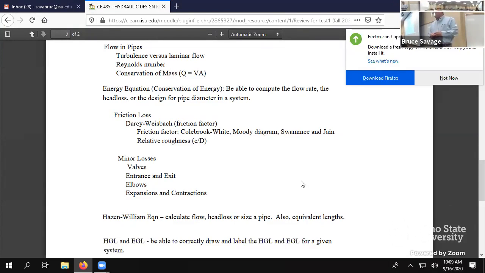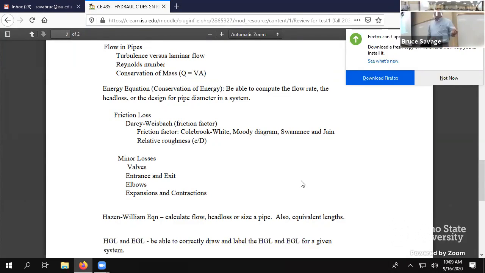Now, if there is a friction problem on there, I will supply a Moody diagram. And if I tell you explicitly to work it using the Moody diagram, then I want to see your work on the Moody diagram. If I don't, then you can use either the Moody diagram or one of the equations. I don't care, okay? It all depends on what I'm trying to test you for. If I want to see if you know how to use the Moody diagram, I will say use the Moody diagram.